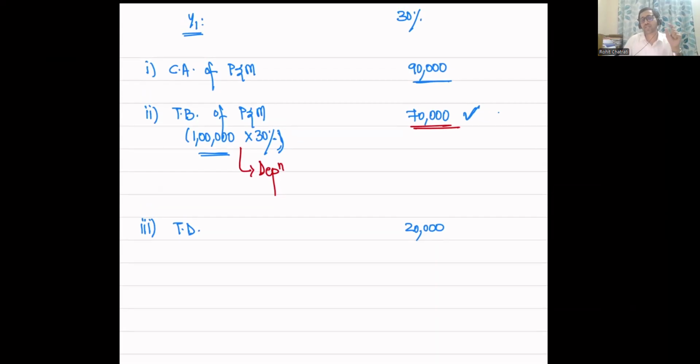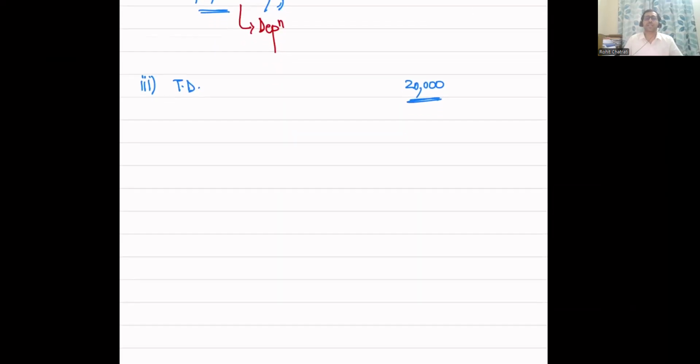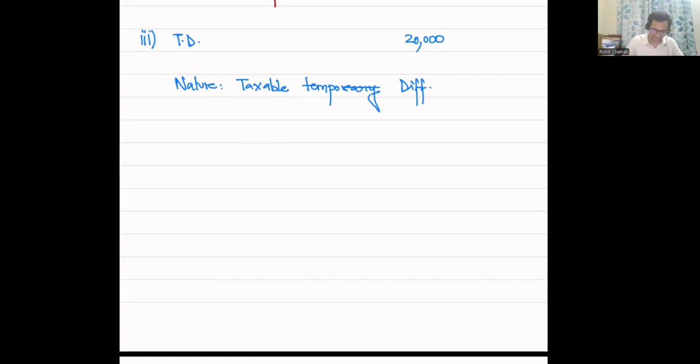The remaining 70,000 will be allowed in future. Therefore, this 20,000 represents the net taxable profit that I will actually have in future. All right. So on this 20,000, I will have to pay taxes in future. Therefore, the nature is going to be taxable temporary difference.